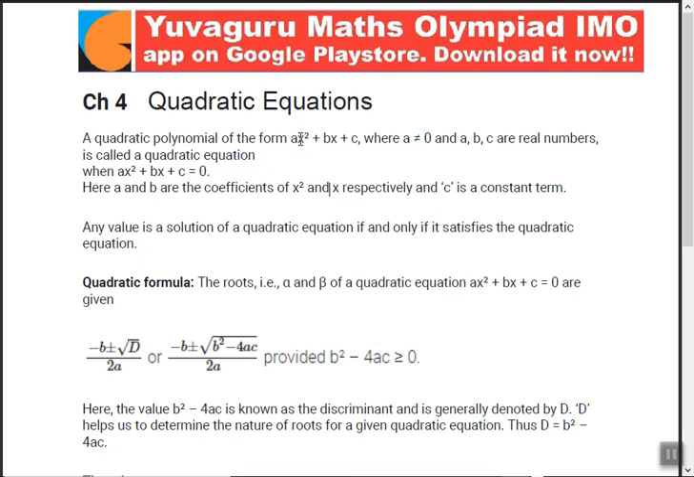So quadratic means ax square, where a is not equal to 0. This is very important. If this is 0, then x square into 0 is 0. It doesn't stand. Okay. And a, b, c are real numbers.